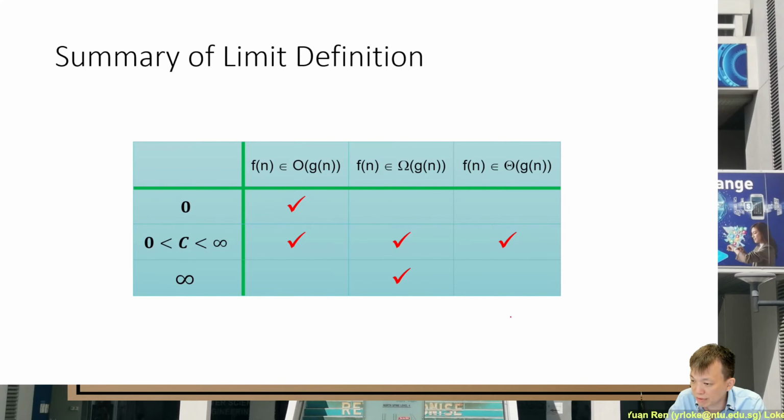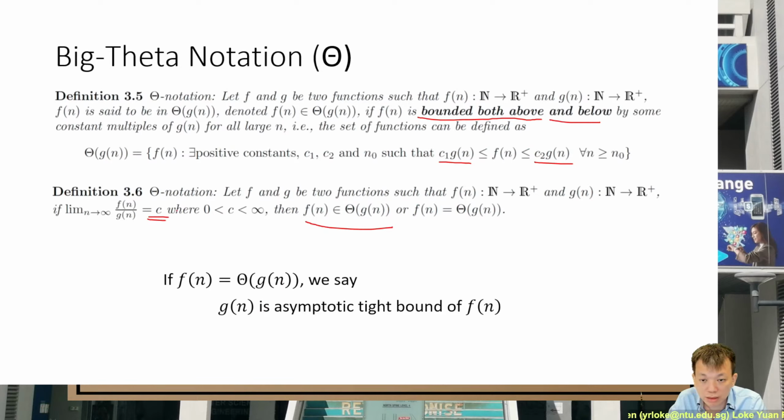So what is the definition of big theta using limits? The definition is here: f(n) over g(n), take the limit, equals some constant. And this constant must be greater than 0 and less than infinity.